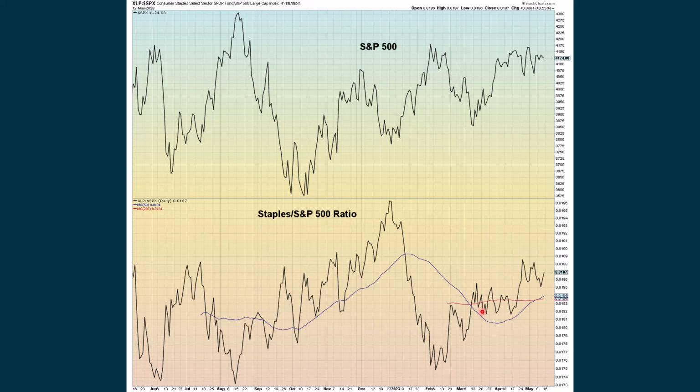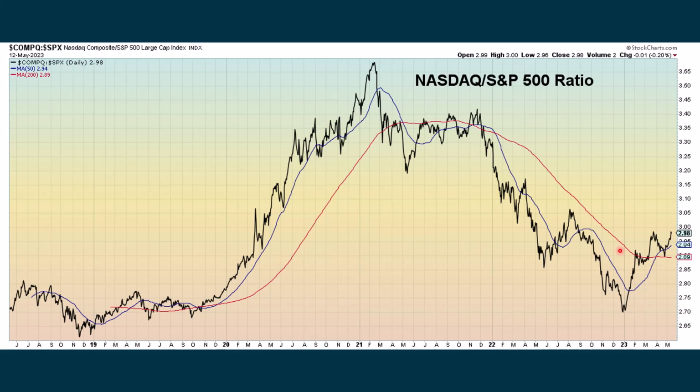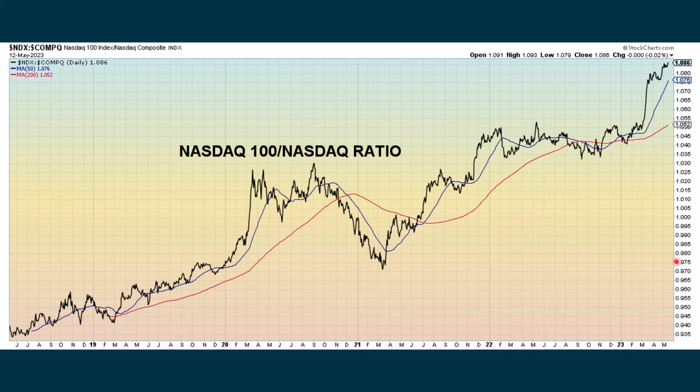And looking at staples to the S&P 500, they are starting to break out a little bit again. Industrials are in an overall uptrend, even though they're showing some weakness. And the NASDAQ is now outperforming the S&P 500. The NASDAQ 100 is outperforming the NASDAQ.